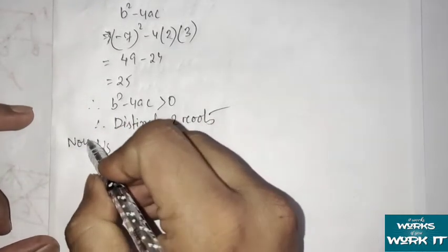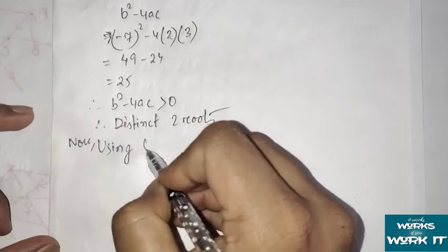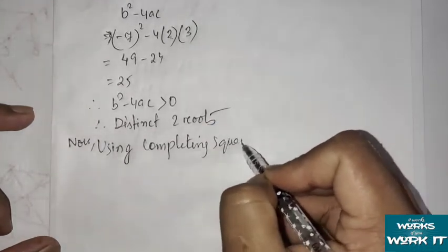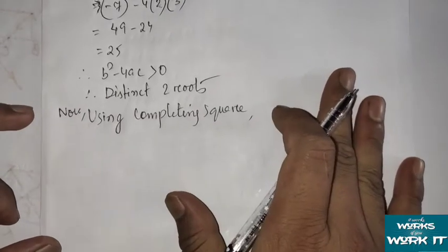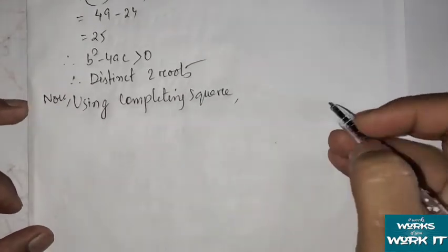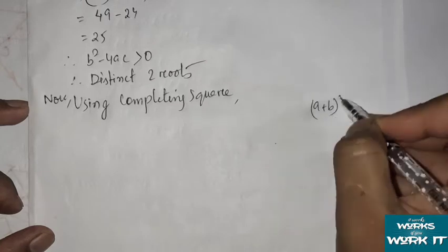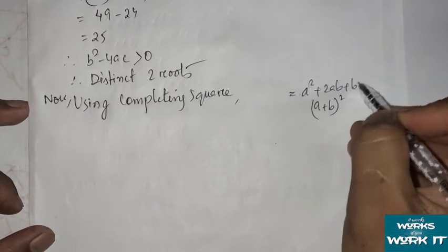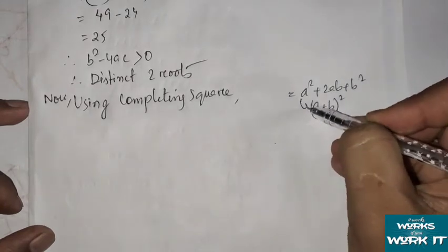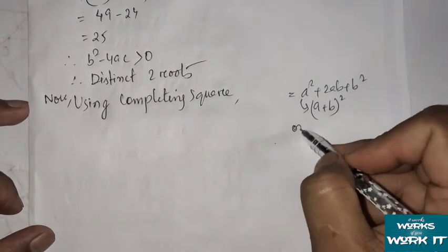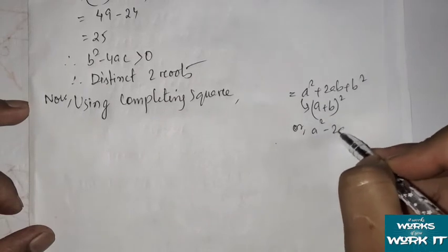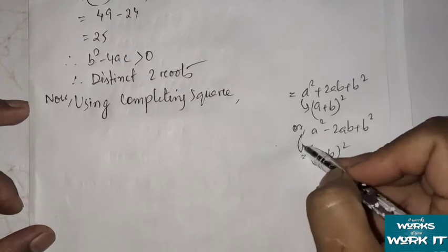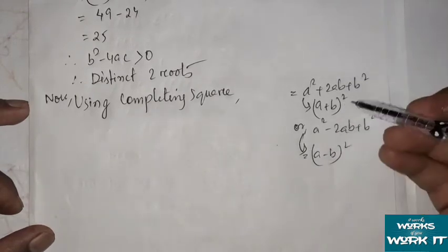Now using completing square. So for completing square, two formulas we need, that is a plus b whole square, and it gives us a square plus 2ab plus b square. Okay, so we need to go in the reverse way, or else a square minus 2ab plus b square, it will give us a minus b whole square. We need to go in the reverse way of these two formulas.